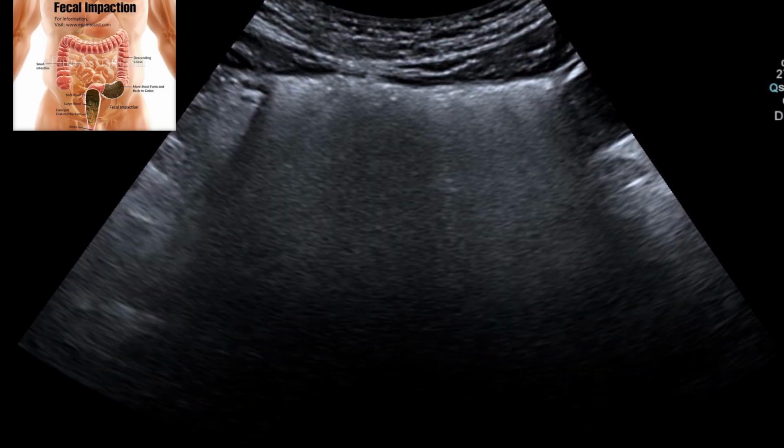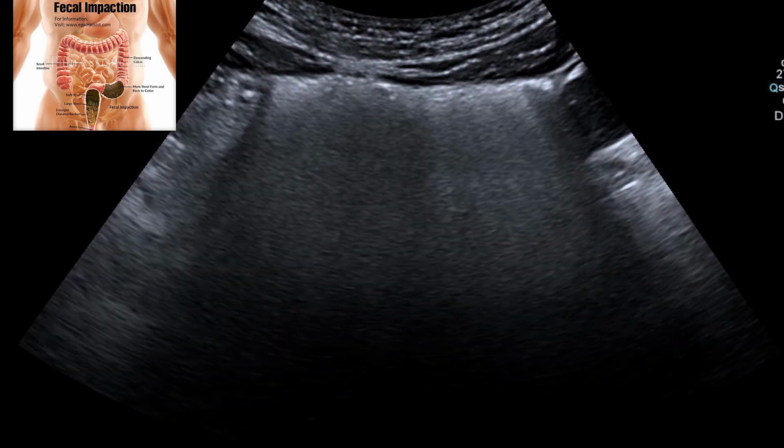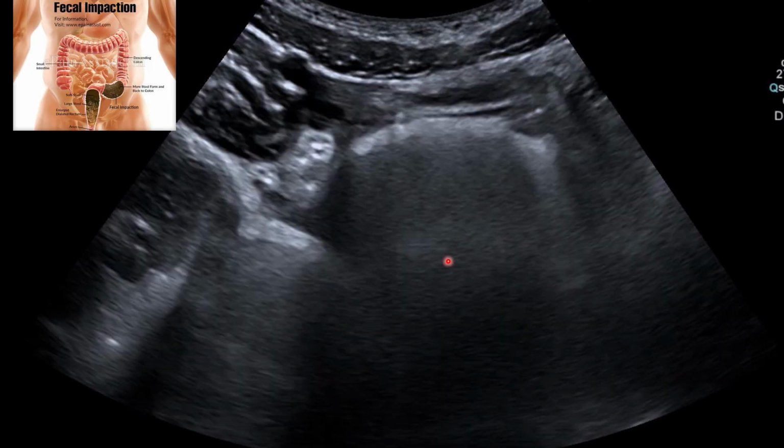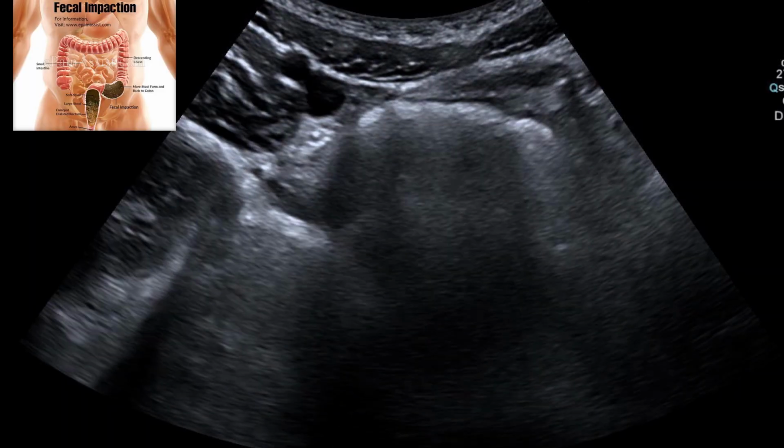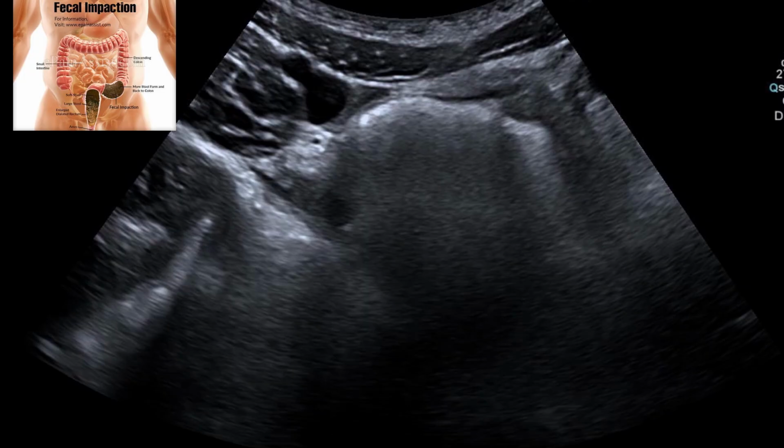So if you look here, if you put color on Doppler, you don't see color flow around here. There's no color flow. So fecal loading can happen without inflammation. So the bowel loops will be fine, they will be okay. What we are seeing here that I traced there is the rectum.